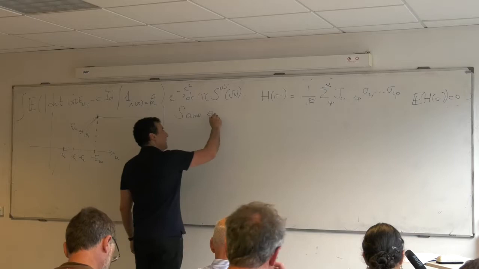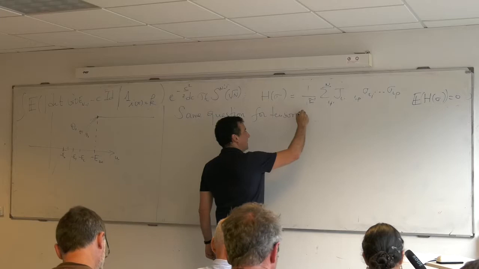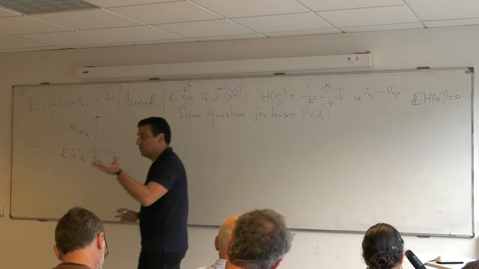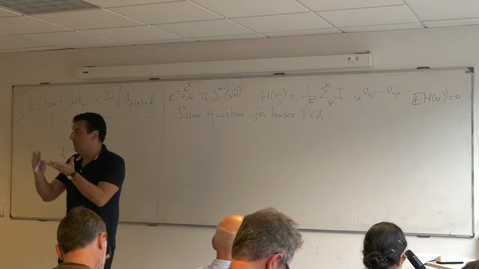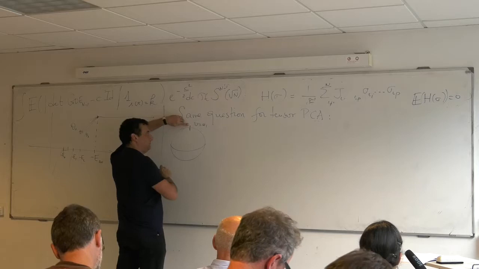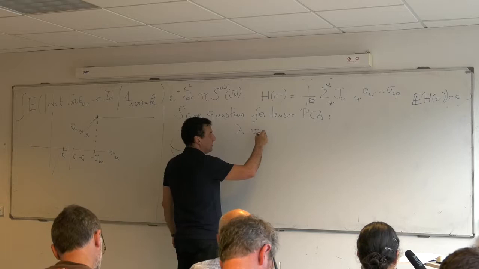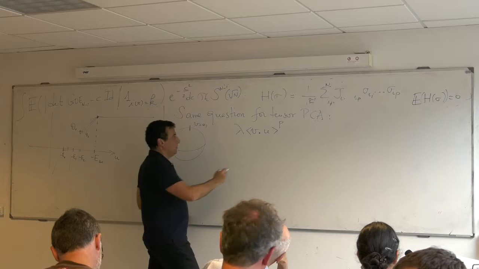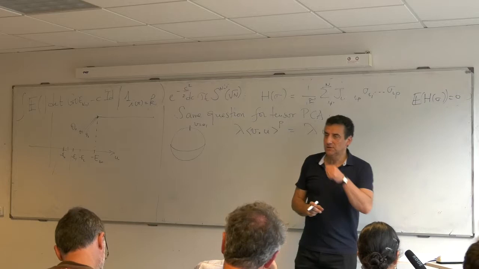With a signal-to-noise ratio for the tensor PCA. So remember what our function was. It was the same function. The noise was the spherical spin glass. But on top of it, we had added, if I decided that my unknown tensor V was the North Pole here, E1, we had added lambda V scalar U to the power P. So here it will be simply lambda U1 to the P with the proper normalization. Right? So you add this to your spherical spin glass.